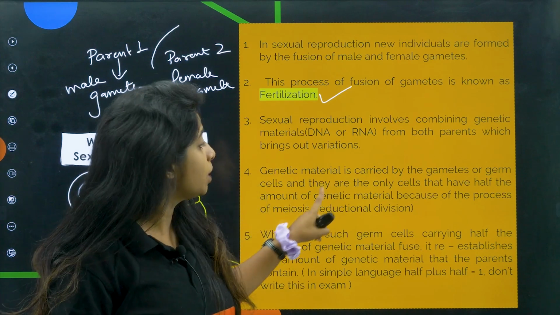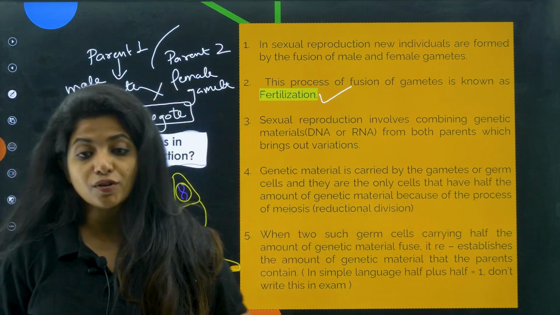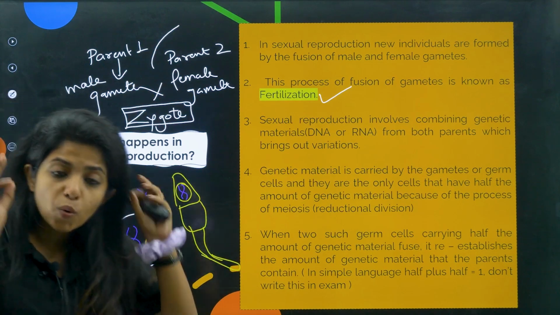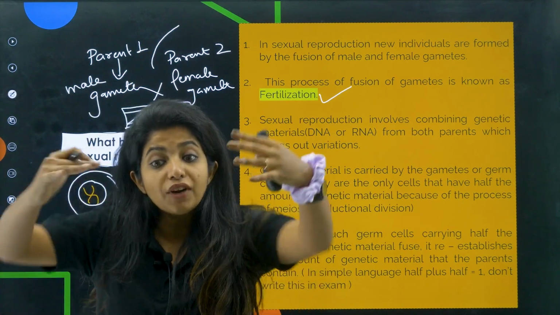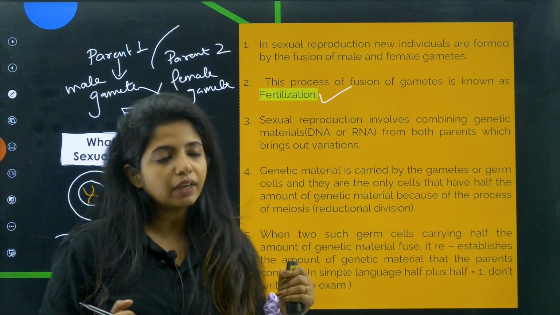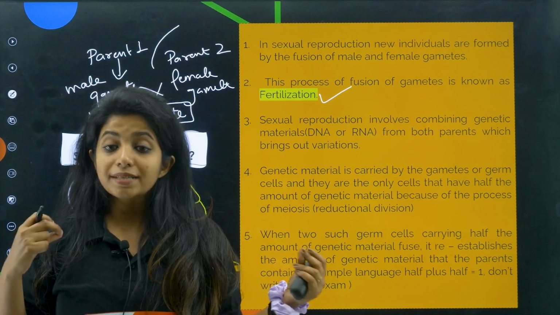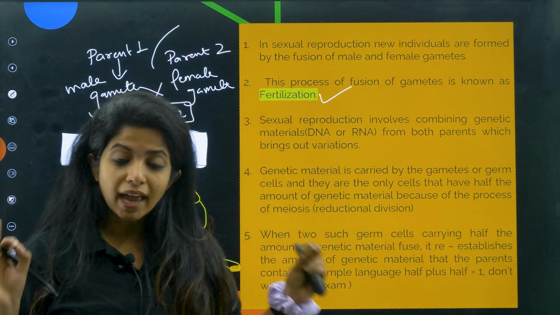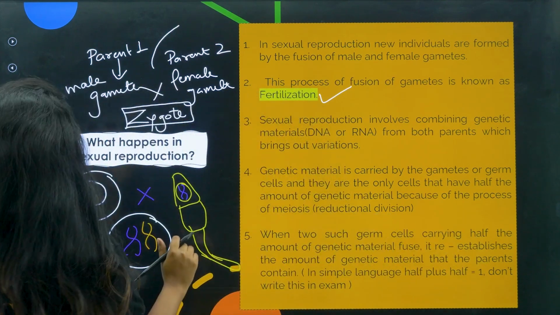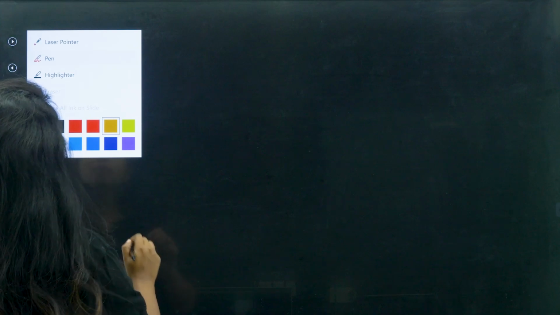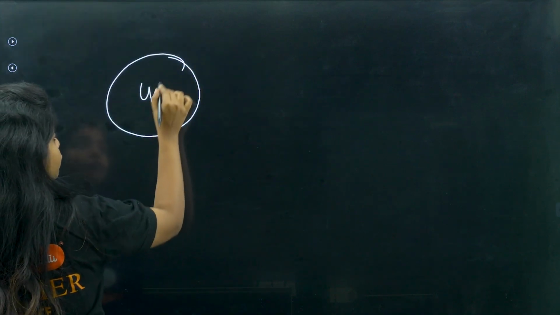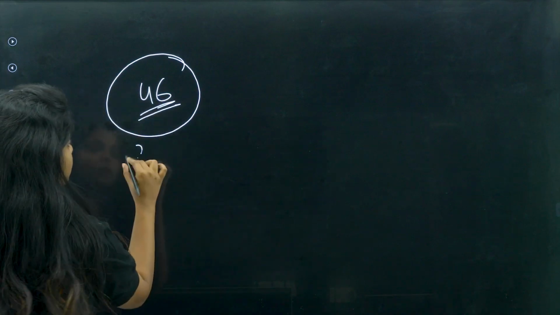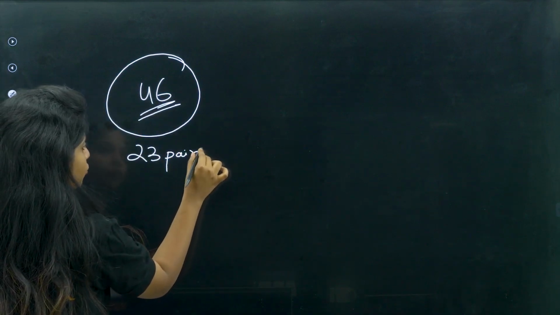Now, genetic material is carried by the gametes or the germ cells, and they are the only cells that have half the amount of genetic material because of the process of meiosis. Now, there is one statement that is being said: these cells that you see are the only cells in our body which have half the number of chromosomes. When you look at a normal cell, for example, a skin cell or a blood cell, whatever cell you take, each and every one of them is going to have how many chromosomes, my dear children? They will have 46 chromosomes. That means there are 23 pairs of chromosomes.